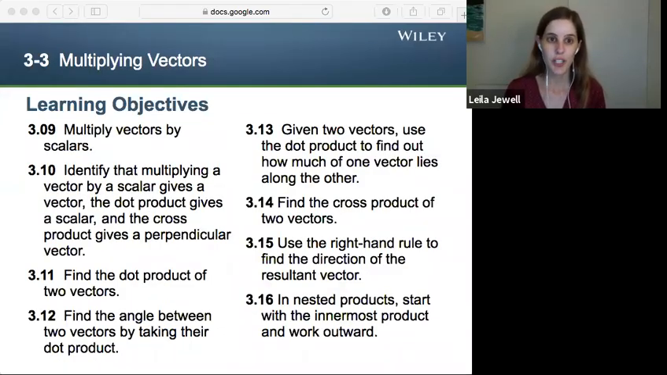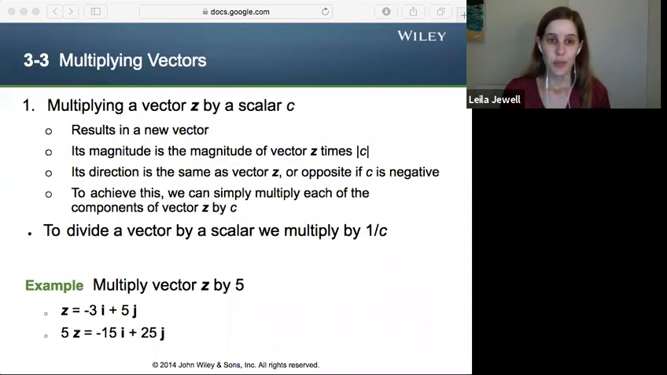Section 3.3, multiplying vectors. No longer just adding or subtracting. This is next level stuff. So turns out we have 3 different methods of multiplying vectors. The first one is multiplying a vector like vector z by a scalar c. And the result here is we will get a new vector out.